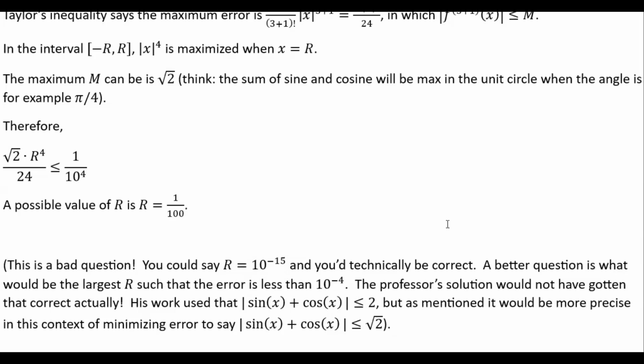A better question the professor should have probably asked is what's the largest that r can be such that the error is less than 10 to the negative 4. And actually, even if he asked that, he did post his solution, and his solution is not correct. He said that the maximum value of sine x plus cosine x that I explained is less than or equal to 2, which is true, but you overestimated it. It's never going to be more than 1, actually. More precisely, as I explained, it's less than or equal to square root 2.